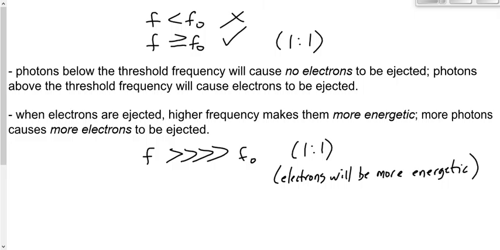Below the threshold frequency, increase the frequency all you want. As long as you stay below, nothing's going to happen. Increase the number of photons all you want, it doesn't matter. Nothing's going to happen if you're below the threshold frequency. But go above, and it's a 1-to-1 ratio. One photon causes one electron. 25 photons cause 25 electrons. Way above, one photon, one electron, 25 photons, 25 electrons. But those 25 electrons are more energetic than if the photon was just barely above the threshold frequency.